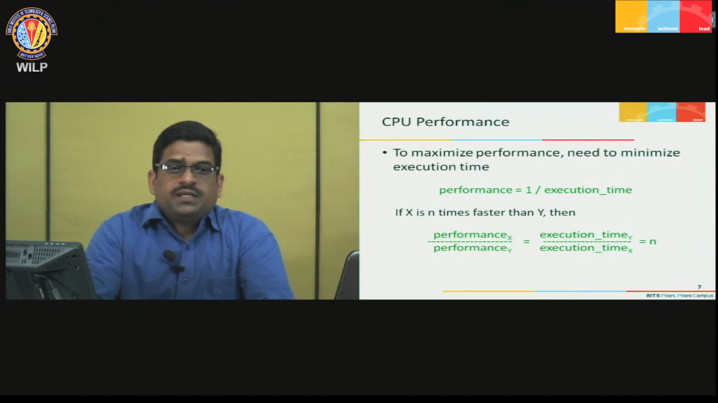So if I want to compare the two computers or two processors, let us say X and Y, and if I say X is n times faster than Y, then what will be my equation? My equation will be the performance of X computer divided by performance of Y computer is equal to the execution time of Y computer divided by execution time of X computer, and that is equal to n. So this equation tells me that X is n times faster than Y.